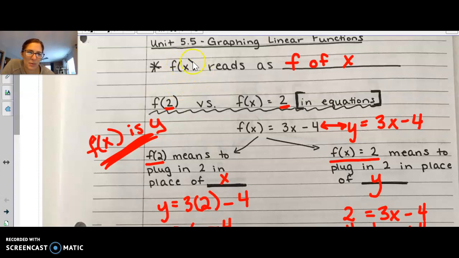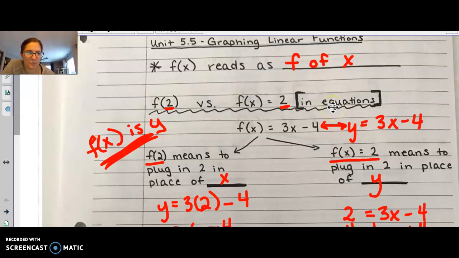Remember that this right here, F parentheses X parentheses, you pronounce as F of X. And if there's a number in there, like here, you would say F of 2. Okay, and right here, this is F of X equals 2. It's important that you pronounce it the correct way. It makes you sound more intelligent. It seems like you understand it better, and it's just the proper way to say it.